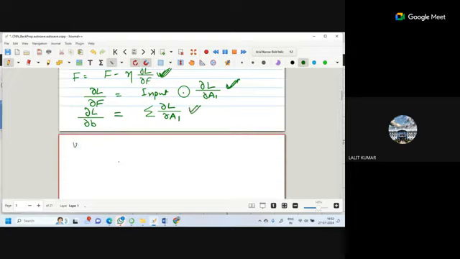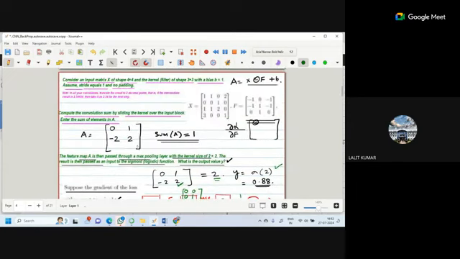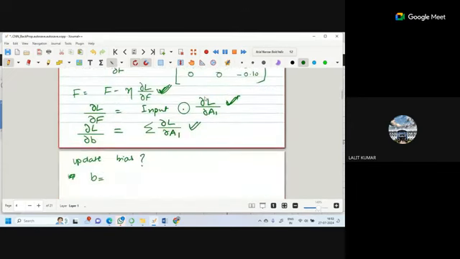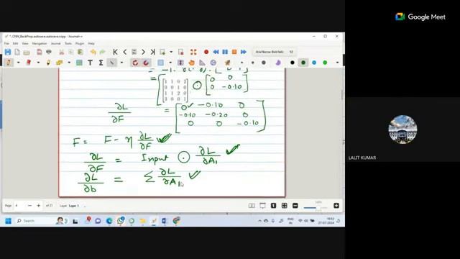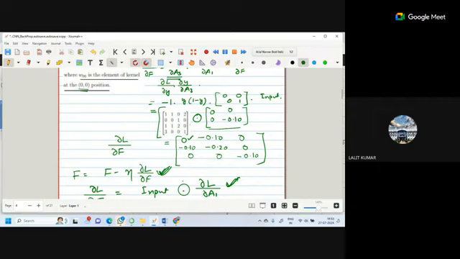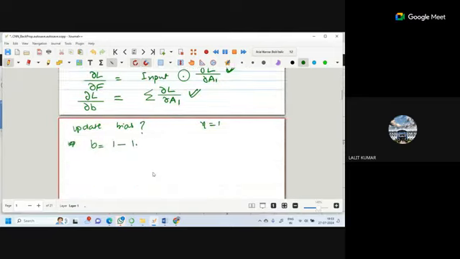Because in some questions you will have to update the bias also. Like in this question, if you're asked to update bias, the value of bias is 1, minus eta, for example, take eta is equal to 1, and summation of del L by del A1. So del L by del A1 is this part, and summation will be minus 0.10. So your new bias will be 1 plus 0.10 is equal to 1.1.